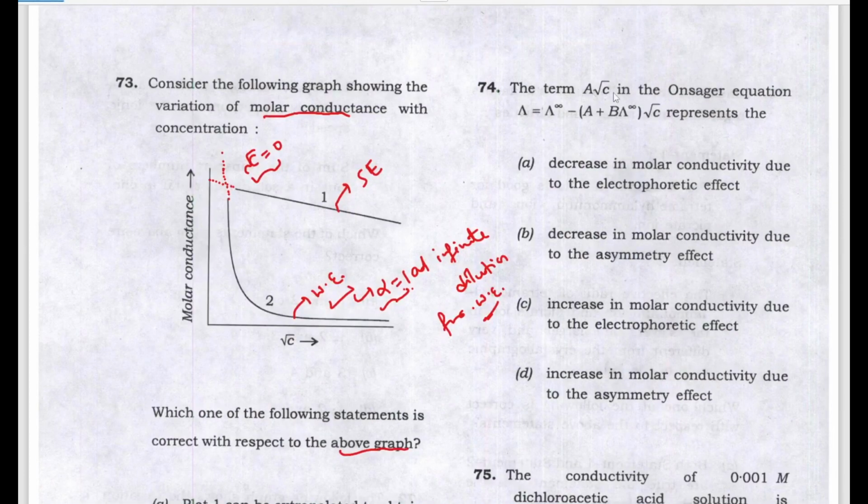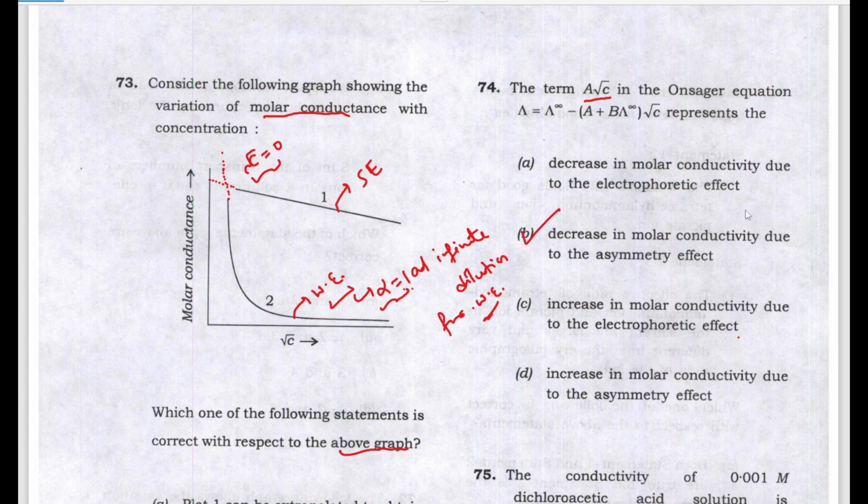In the next question, the term A root C in the Onsager equation represents: decrease in molar conductivity due to electrophoretic effect, decrease in molar conductivity due to asymmetric effect, increase in molar conductivity due to electrophoretic effect, or increase in molar conductivity due to asymmetric effect. So the correct answer in this question is B, decrease in molar conductivity.